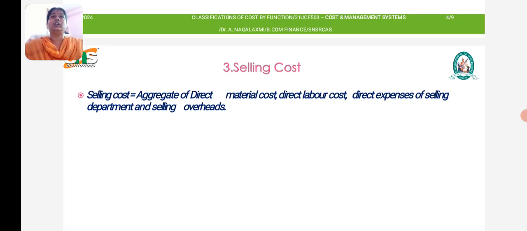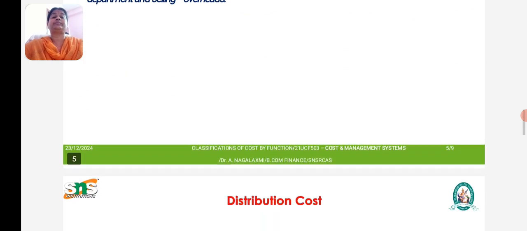Next is selling cost. So production is over. Now it's time for sale of the finished goods. So what are all the costs directly involved in selling other than production? Selling cost is equal to the aggregate of direct material cost, direct labor cost, direct expenses of selling department and selling overheads is said to be selling cost.